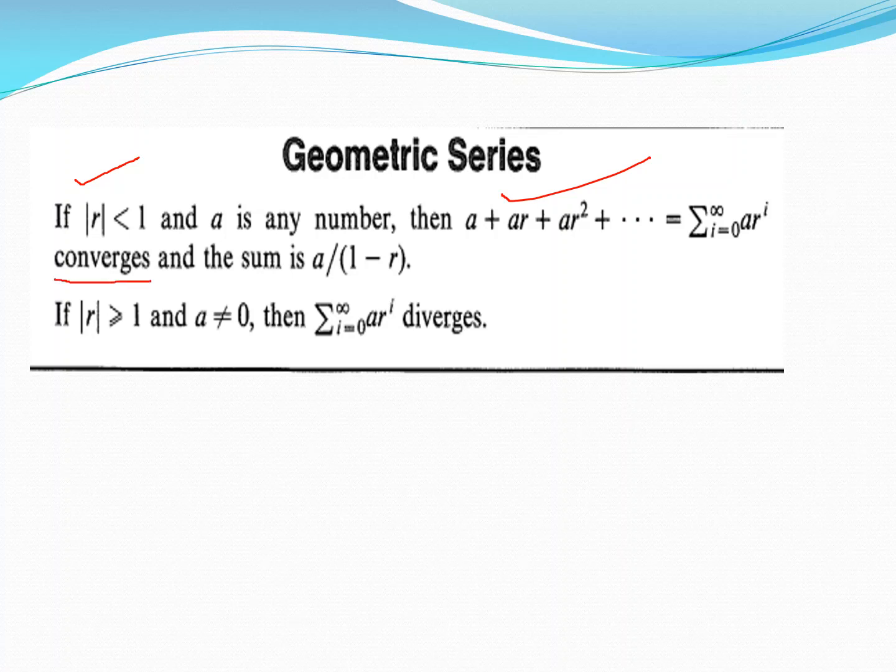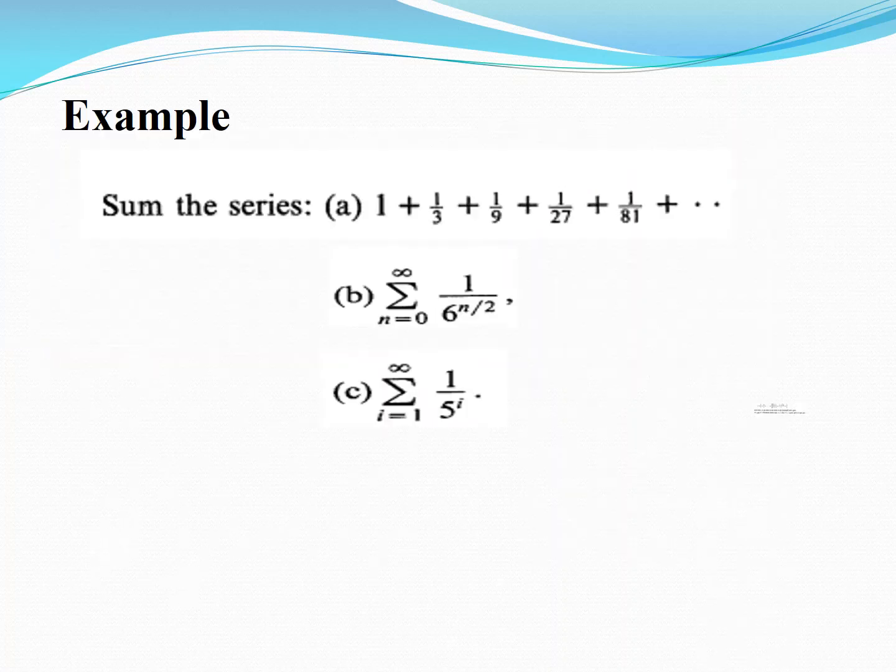and the sum will be equal to a by 1 minus r. And if absolute of r is greater or equal to 1, then this series diverges. Let's see an example. This example consists of three parts.